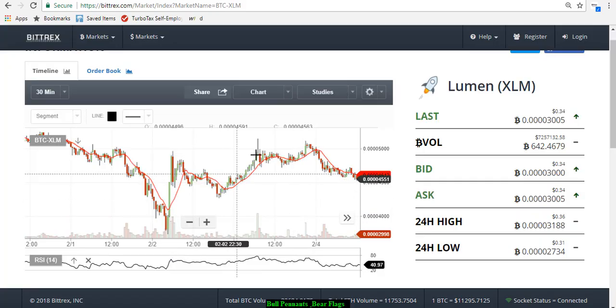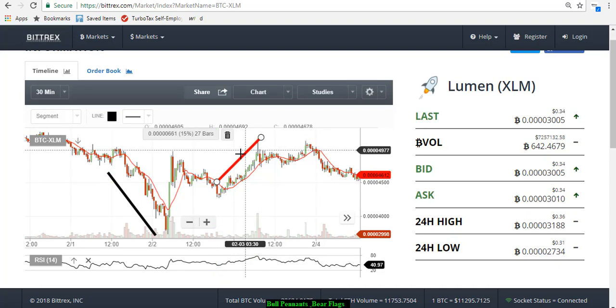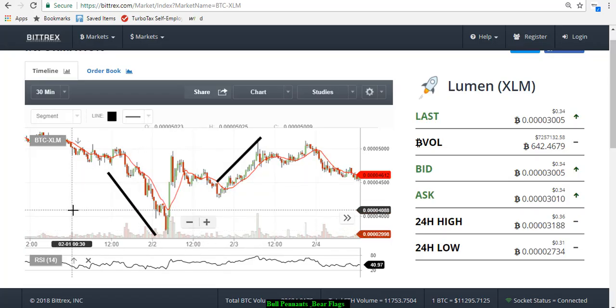We can see that this market range in here is bullish. We can see that this market range in here is bearish. So I'm just going to show right here that that's a bearish market, and I'm going to show that right here is a bullish market. Okay, we see that? So we've got our bullish market here and our bearish market here.